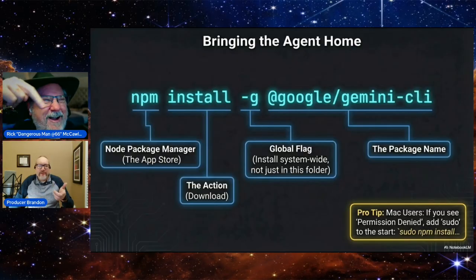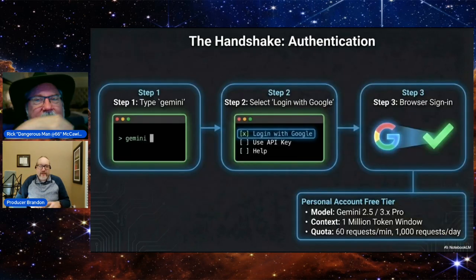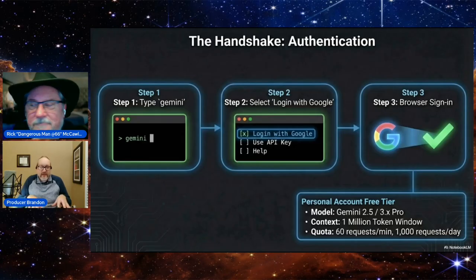Once you install it, you effectively have Gemini on your local machine. Then you type Gemini and log in with your Google account. But here's what's critical. Even at the free tier, even if you're not paying for Google, you get Gemini 2.5, 1 million tokens, 60 requests a minute or 1,000 requests a day, even for free.